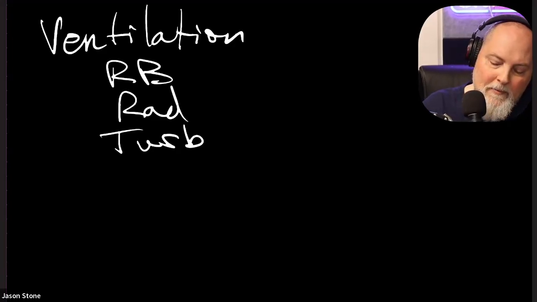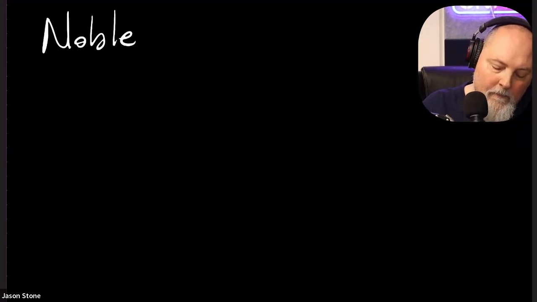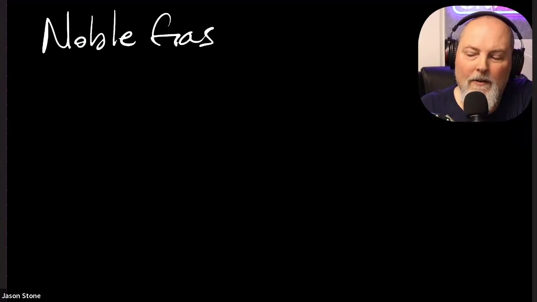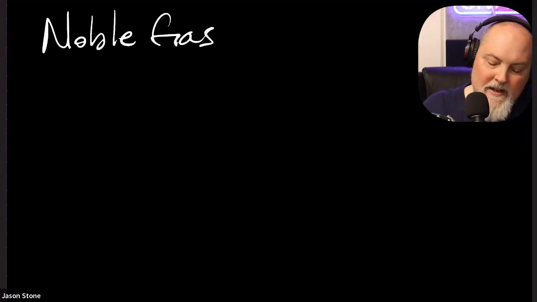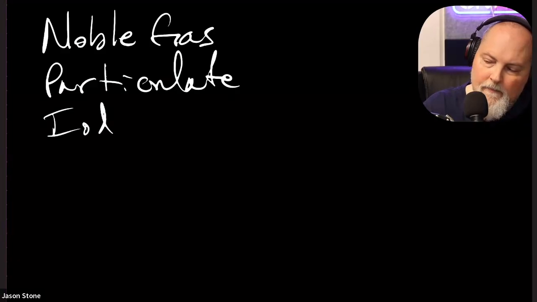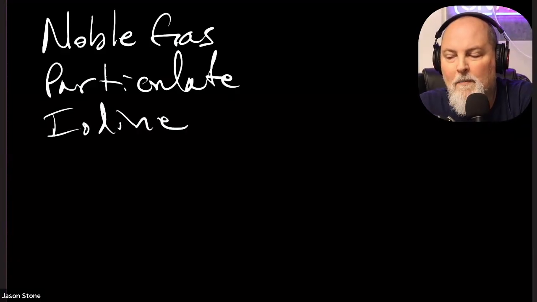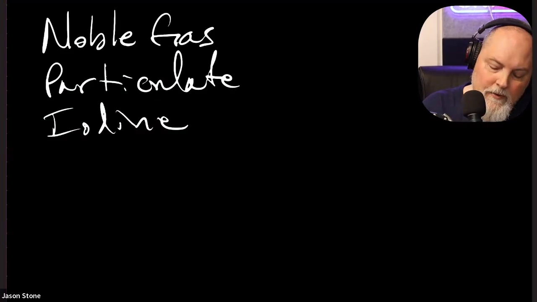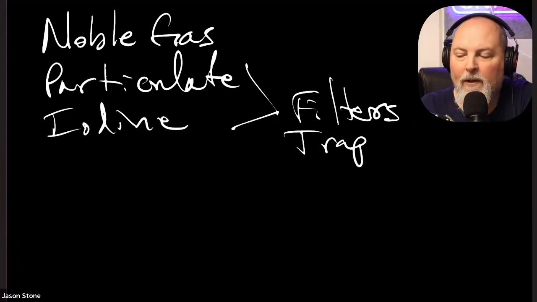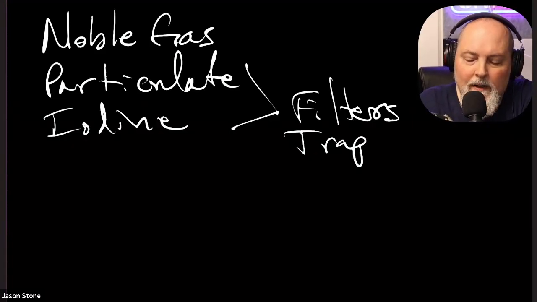Another type of monitor, we have noble gas monitors. Noble gas monitors provide continuous indication of airborne gas release. They are dual ranged: normal operations, and then they go high range for accident operations. We also have particulate and iodine monitors. Those particulate and iodine monitors are more like weekly samples that we analyze. They use filters and traps, and then we monitor them weekly.